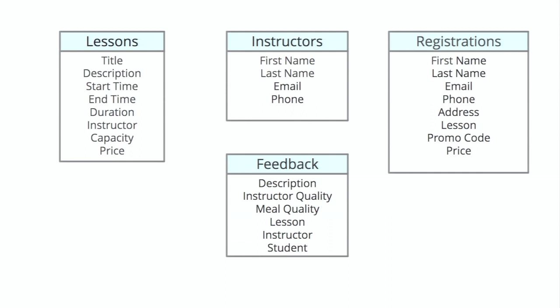What is its duration? Of course, its duration is just going to be the difference between start and end time. What is its instructor? What is its capacity and how much does it cost, right? So this is all of the information that we would ever need to know about Karen's lessons. But if we look to the next box, we see instructors. We don't need as much information about our instructors. We need their first name, last name, their email, and their phone. We need to know who they are and how do we get in contact with them, okay?